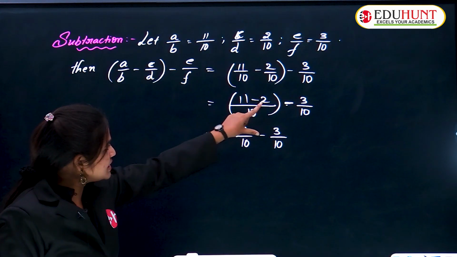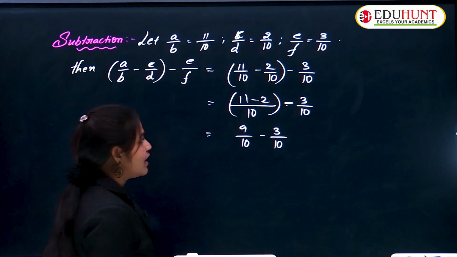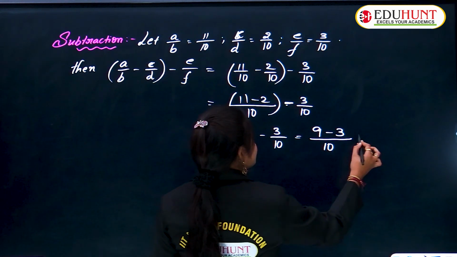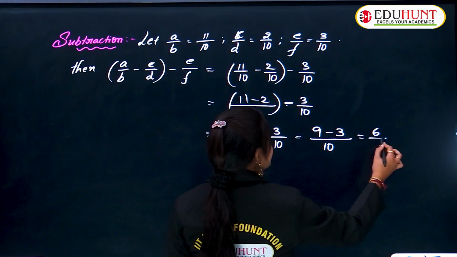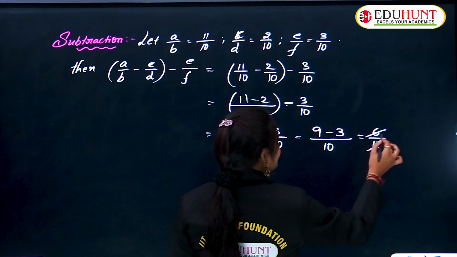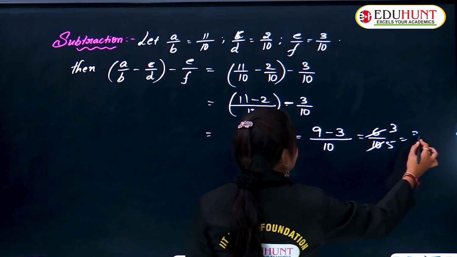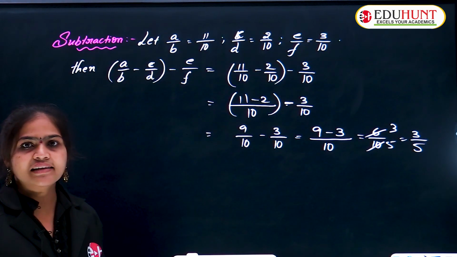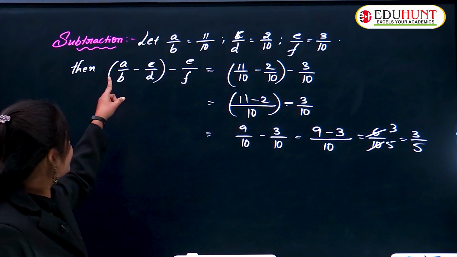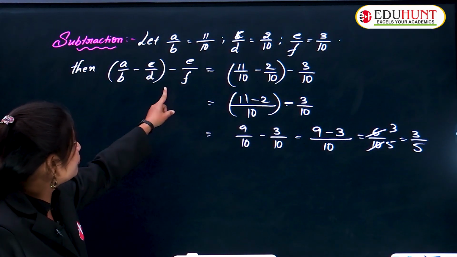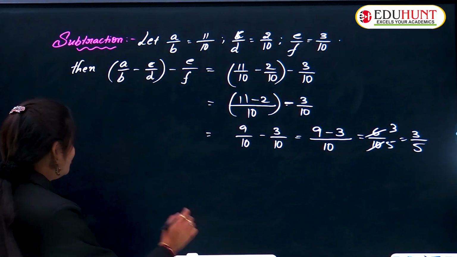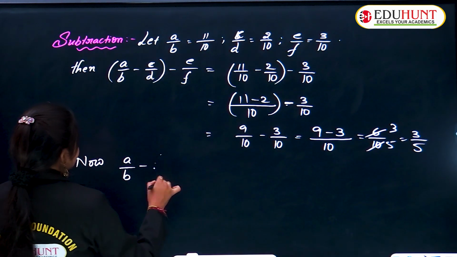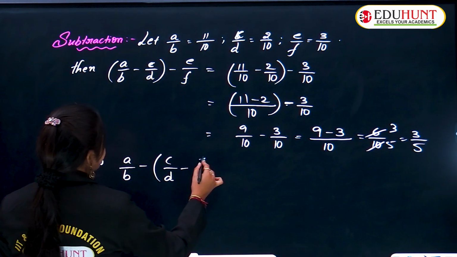From that 9 by 10, you have to subtract 3 by 10. How much will you get? Again the denominator is 10. 9 minus 3 equals 6 by 10. Dividing by 2, you get 3 by 5, the simplest form. 3 by 5 is the value of A by B minus C by D minus E by F. Now, A by B minus of C by D minus E by F.